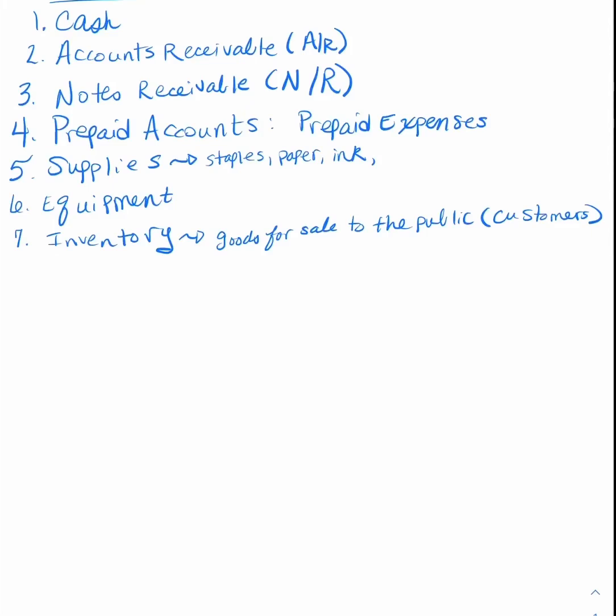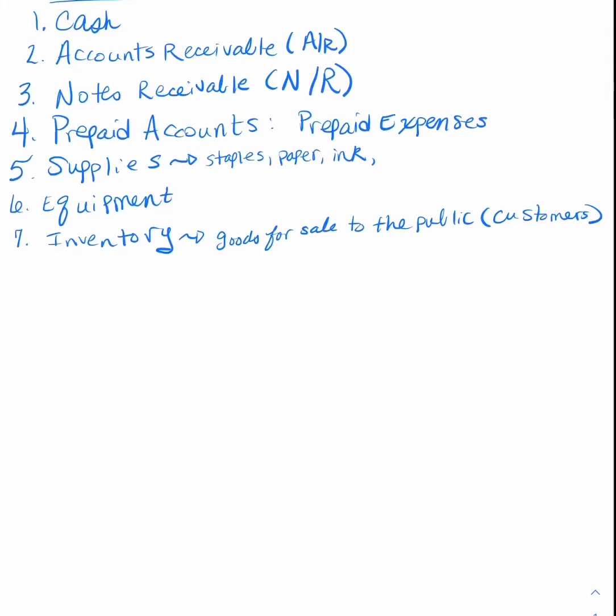So you're going to use some paper to print receipts. You're going to use some ink to do that. You might have to staple something. You might have to do various things. All those items are going to be supplies, even if your business is selling office supplies. Does that make sense? So you want to make sure you have that clear.